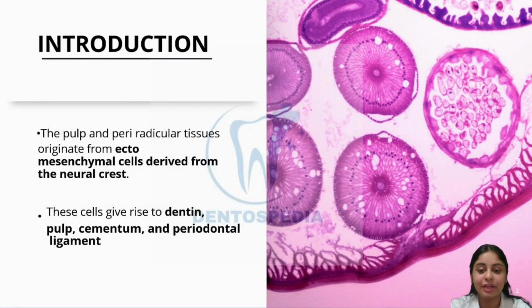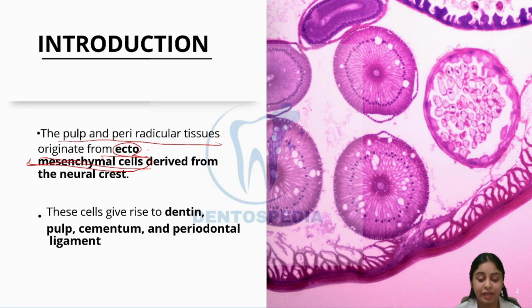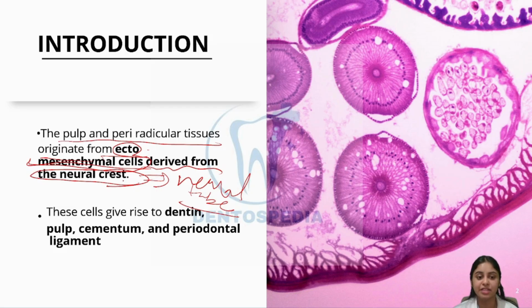Now, before starting endodontics, we need to understand the pulp and the periradicular tissue, how they originate. The pulp and the periradicular tissue originate from the ectomesenchymal cells. These ectomesenchymal cells help in the shaping of the tooth and derive from the neural crest cells. These neural crest cells are special cells that originate from the nervous system, that is from the neural tube, and then they migrate into the face. And these cells give rise to dentin, pulp, cementum, and periodontal ligament.